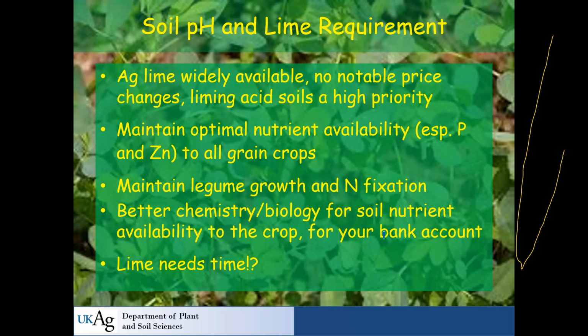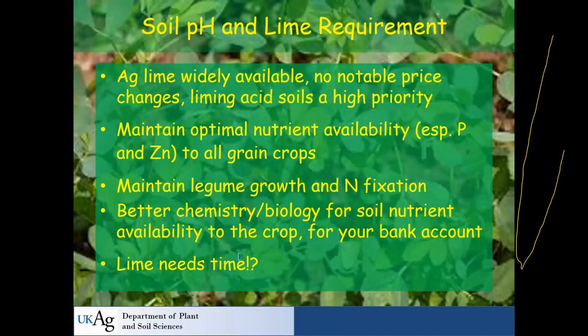Because of this, it's an input where if you have your pH right and it has an impact on these other things, it makes liming any acid soils you have a pretty high priority, because you can get a fair bang for the buck by doing this. You are maintaining, if you keep the soil pH in the right range, optimal nutrient availability. And in Kentucky, that means phosphorus and zinc on the grain crops. And in the forage crops, it means we want to maintain legume growth and nitrogen fixation, particularly clovers in a lot of these mixed pastures and hayfields.